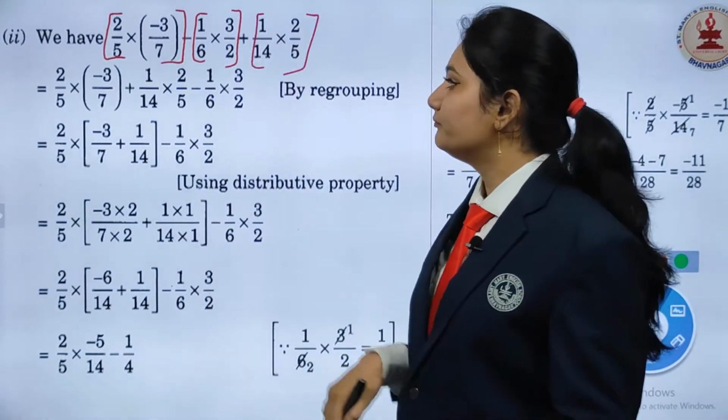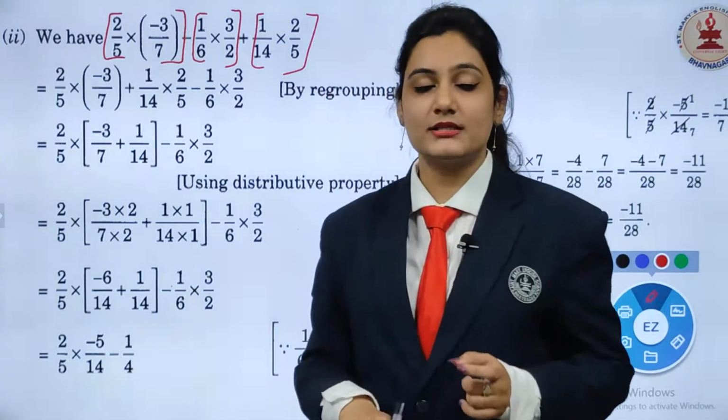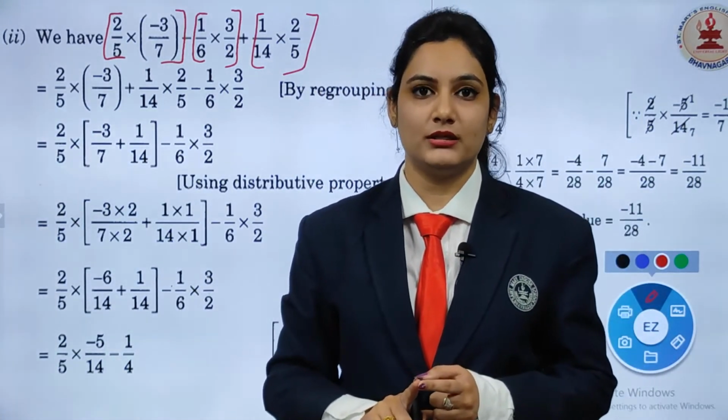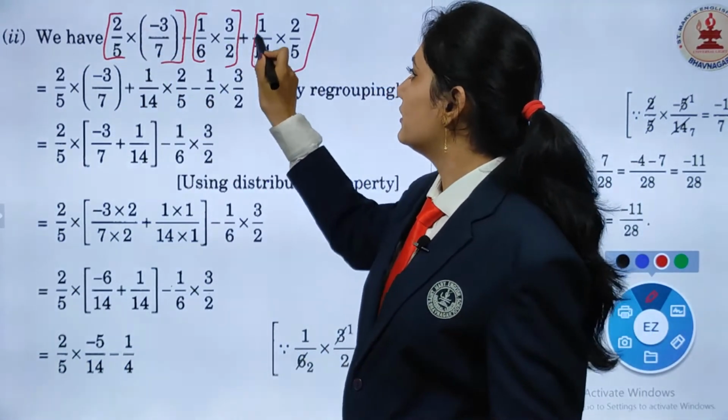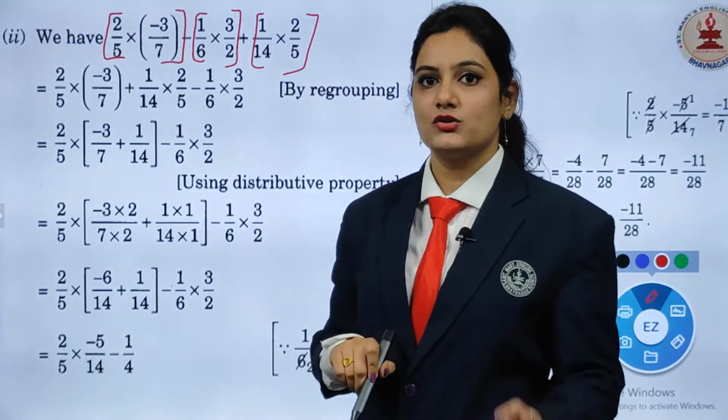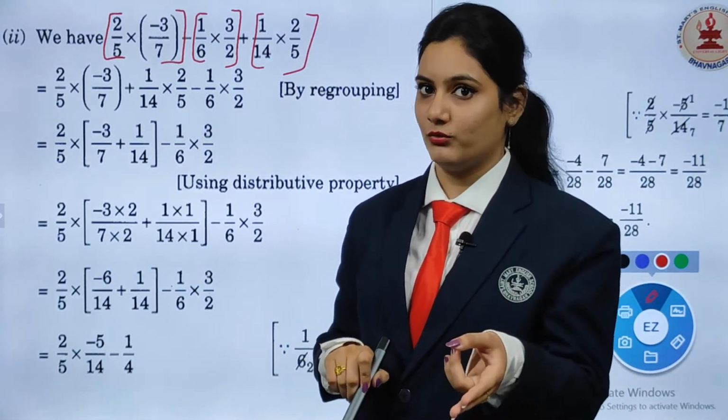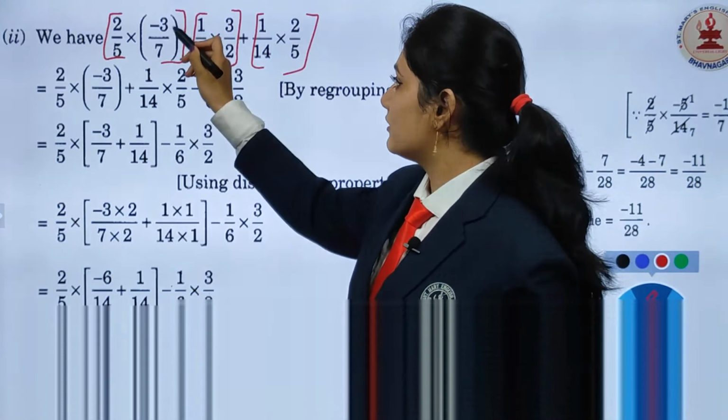Okay. Now see children, the second step was that you have to check whether any number is repeated or not. So let me see, 2 by 5, then here, last one. See, 2 by 5 is there. So there are two terms in which 2 by 5 is included. Let's see, is any other number repeated? No, only 2 by 5 is repeated twice. So I will keep this one term, then I will take this full term and put this middle term at the last. Okay, this is called regrouping.